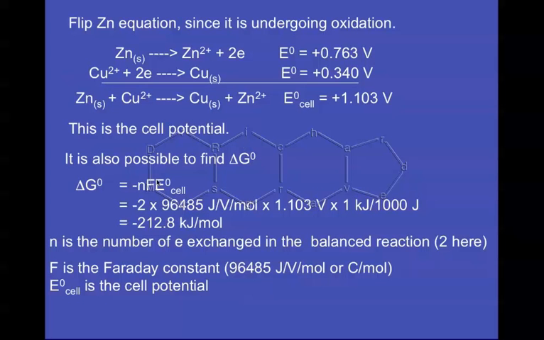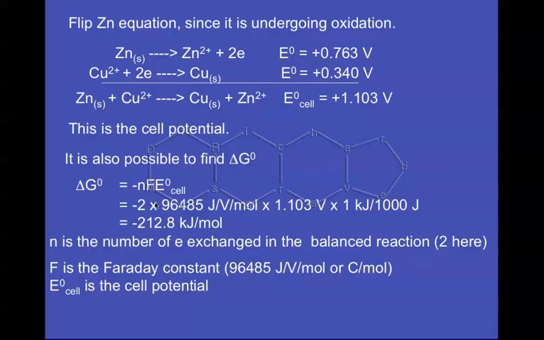The other thing we can possibly find is, once we have a cell potential, there's a relationship to delta G0, and that is through the equation delta G0 equals negative N F E0 cell. So we can use this E0 cell value here. And the N is the number of electrons transferred in the balanced reaction. In this case, 2 electrons got transferred. We got 2 electrons here, 2 electrons here.